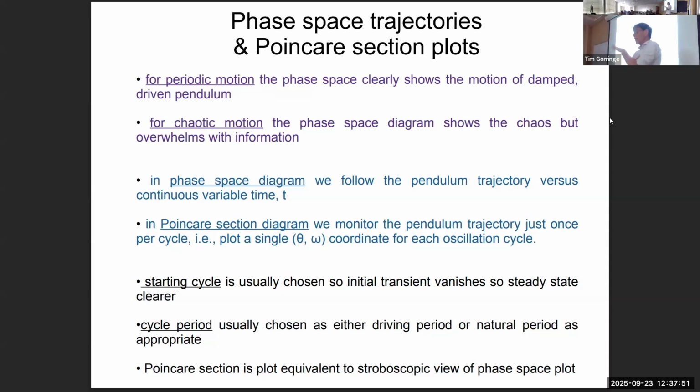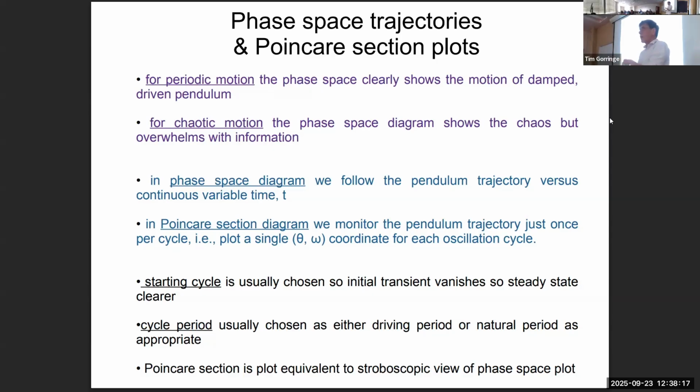The independent variable is, I would say, still time, right? Just like in the phase space plot, time is the independent variable, and theta and phi, the angle and the angular velocity, are the dependent variables. It's just that we're choosing to plot theta and phi continuously versus time in phase space diagrams.